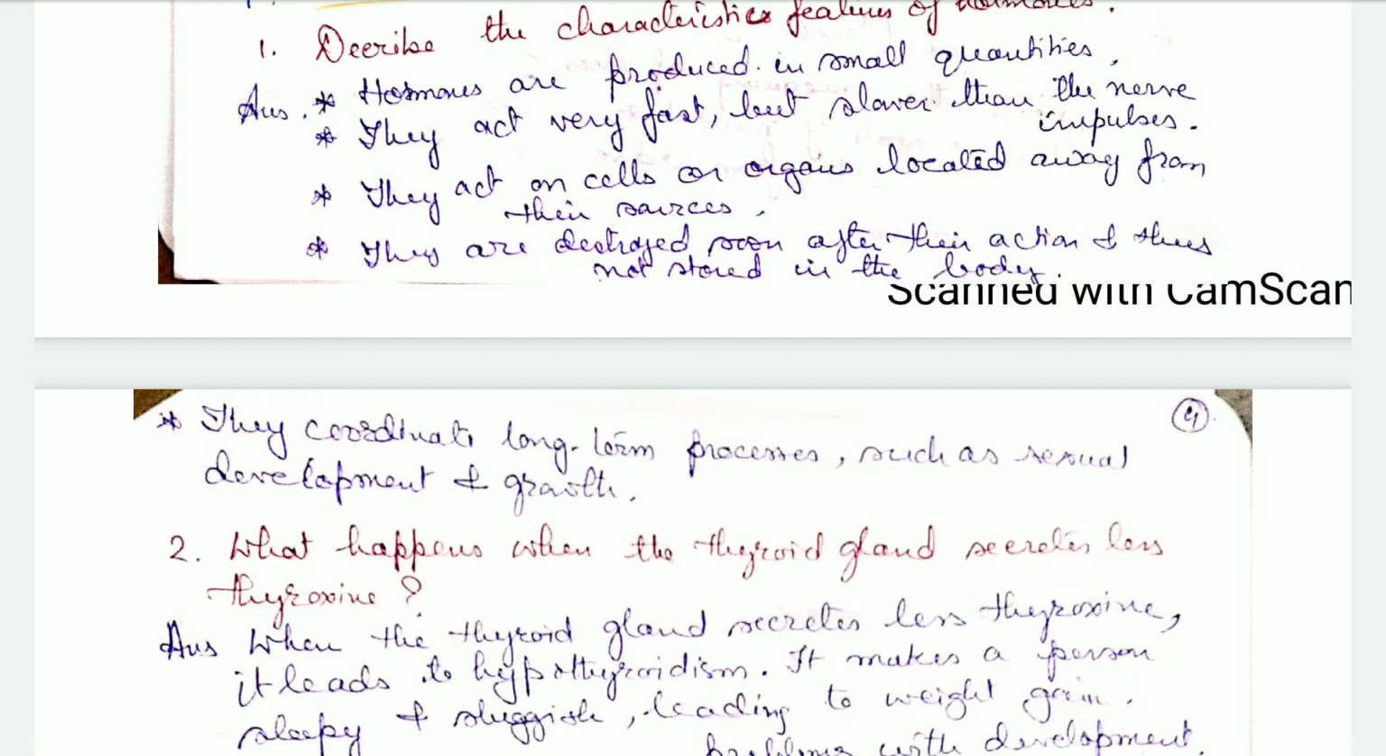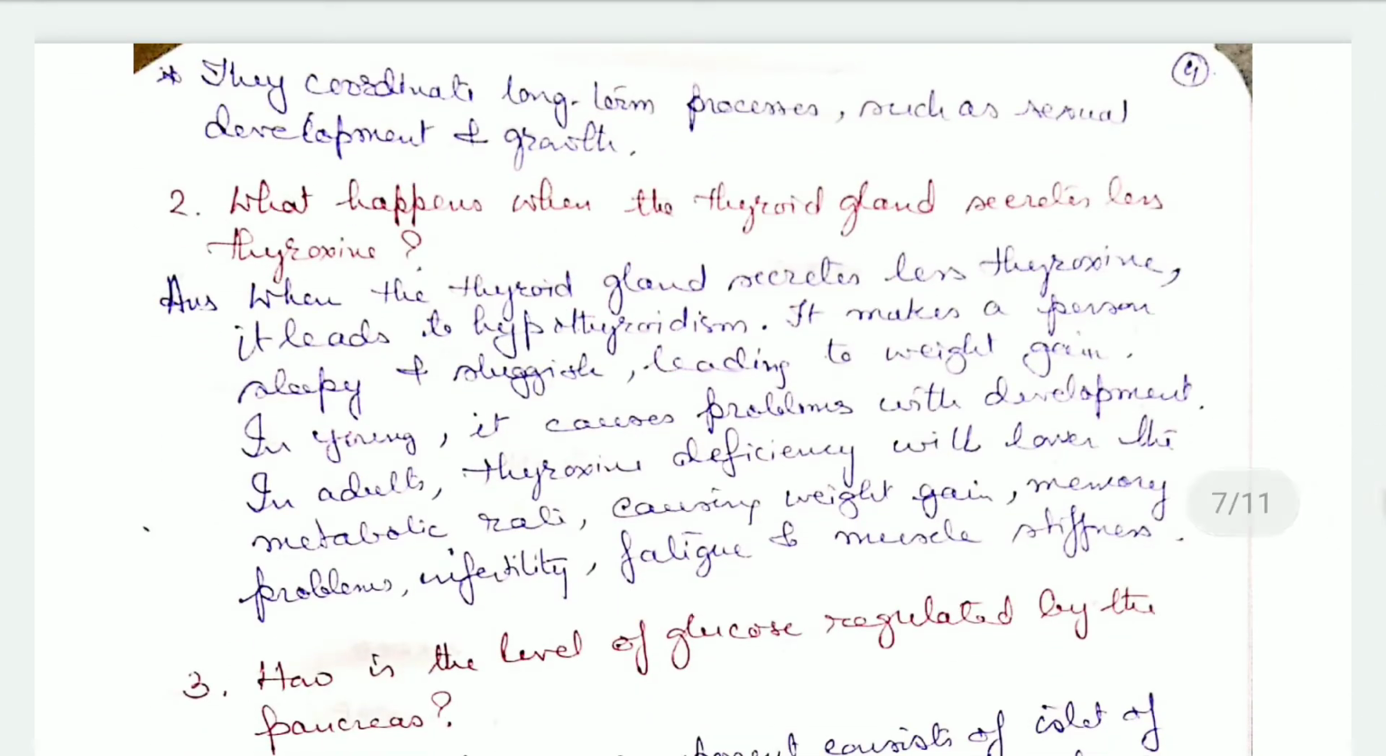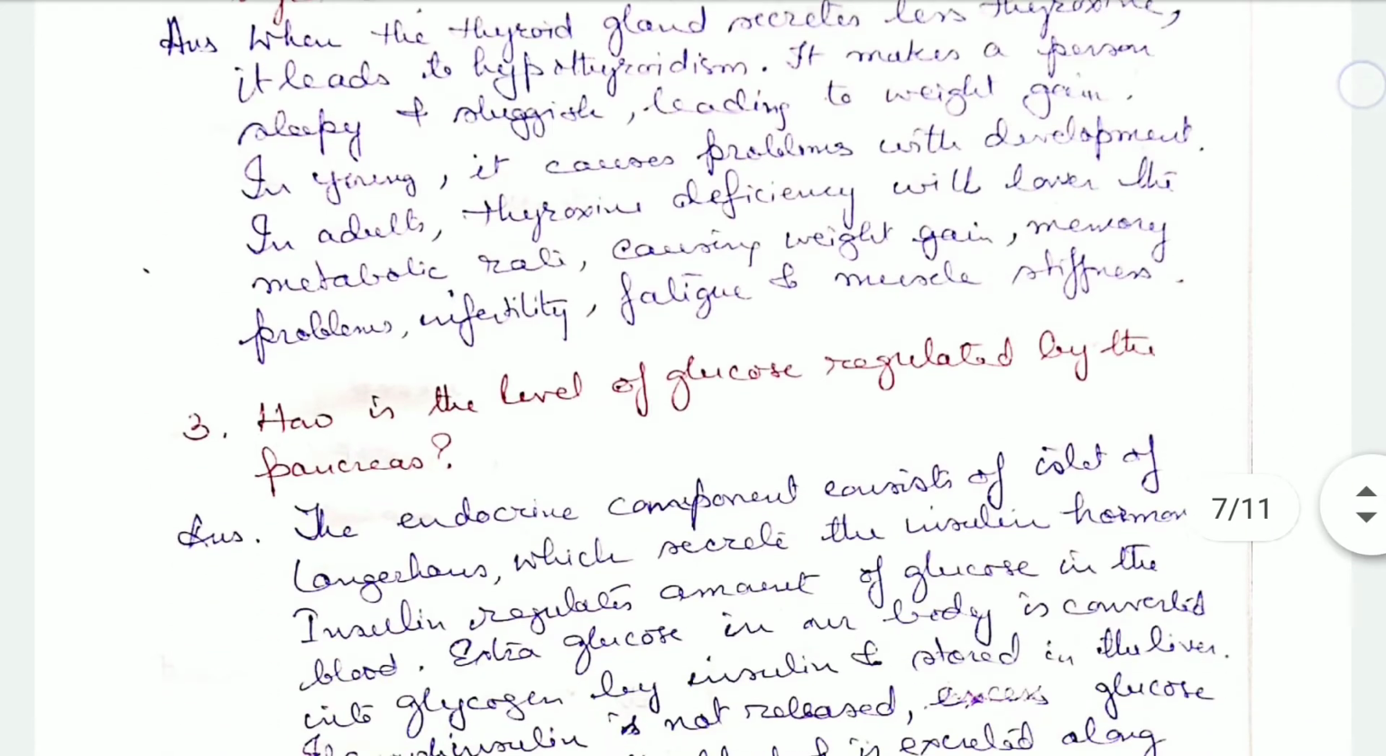Then, what happens when the thyroid gland secretes less thyroxine? It is the hypothyroidism condition in which there is less secretion of thyroxine, and it makes a person sleepy and sluggish. It leads to weight gain, and in the young it causes a problem with development. In adults, this thyroxine deficiency lowers the metabolic rate, causing weight gain, memory problems, infertility, fatigue and muscle stiffness.